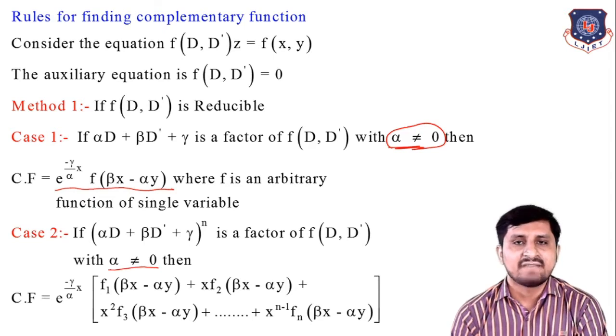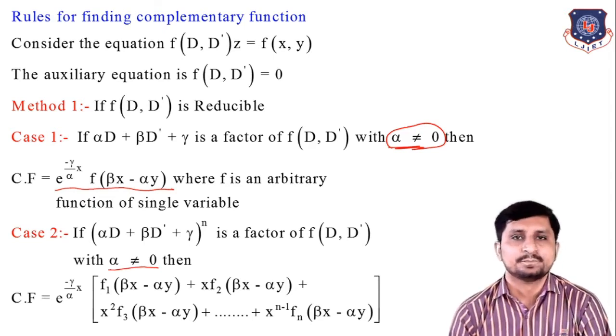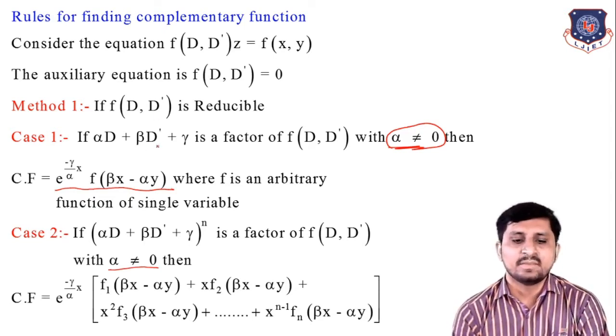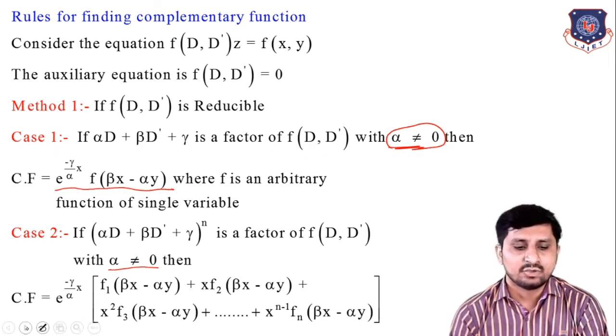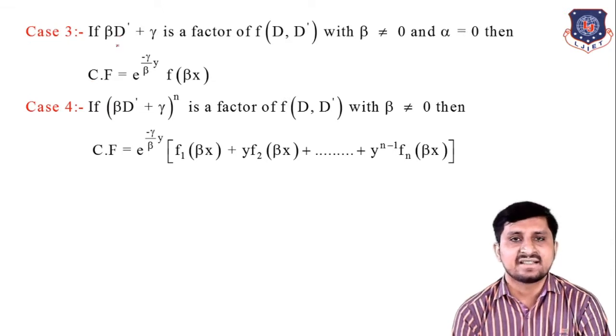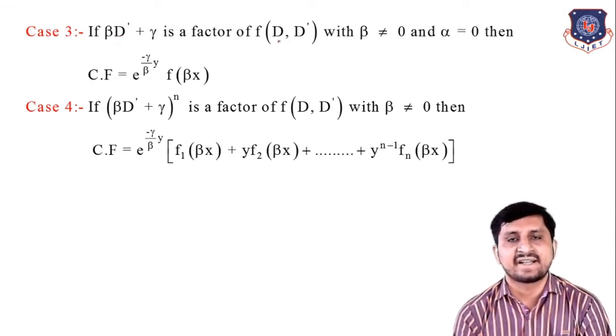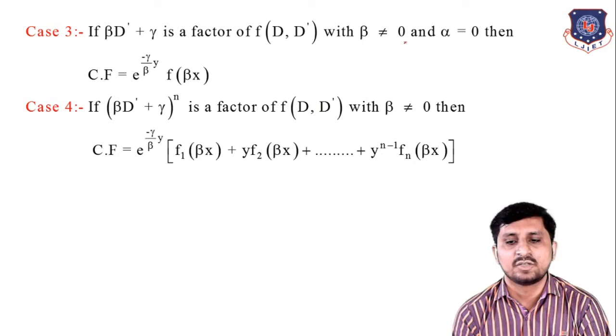Okay, now sometimes what happens is α is equal to 0. That means only βD' + γ is a factor of f(D, D'). So for that you have to apply case 3. Okay, let's see. Case 3: βD' + γ is a factor of f(D, D') with β not equal to 0 and α equal to 0. So for that, the complementary function is e^(-γ/β · y) f(βx).